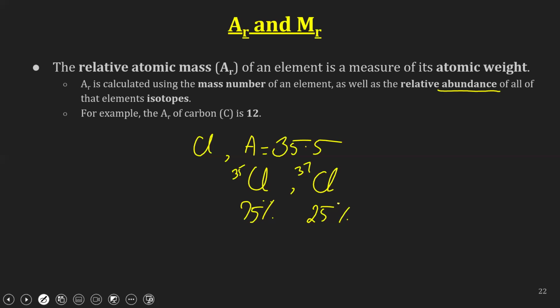Now, can you tell me what are isotopes? Atoms of the same element have the same number of protons but a different number of neutrons. You write this down. Okay.